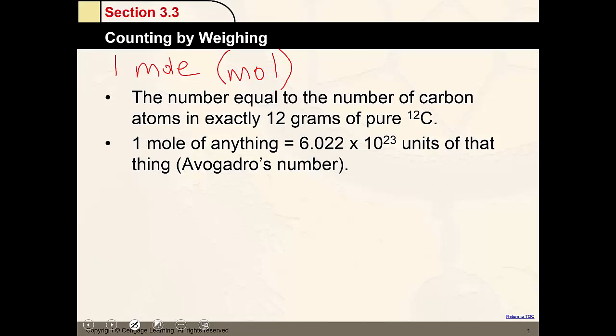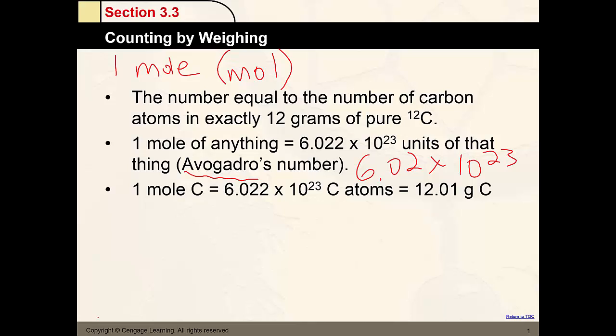So the person who came up with this was Avogadro, hence Avogadro's number, and he came up with the conversion factor that 1 mole of anything is equal to 6.022 times 10 to the 23rd units of that thing. So this is his name, Amedeo Avogadro, not avocado. And he came up with this number, and sometimes you'll see it as 6.022, or normally we'll use just 6.02 times 10 to the 23rd.